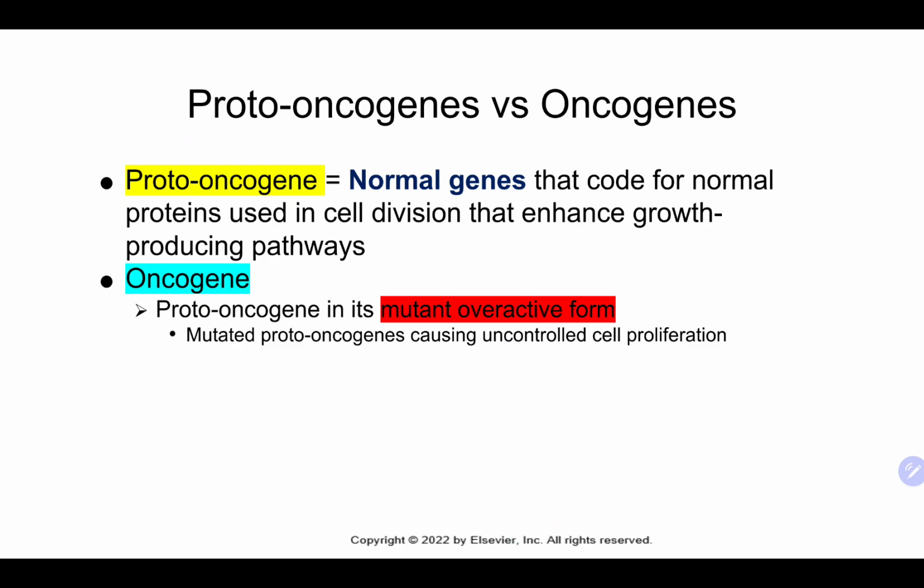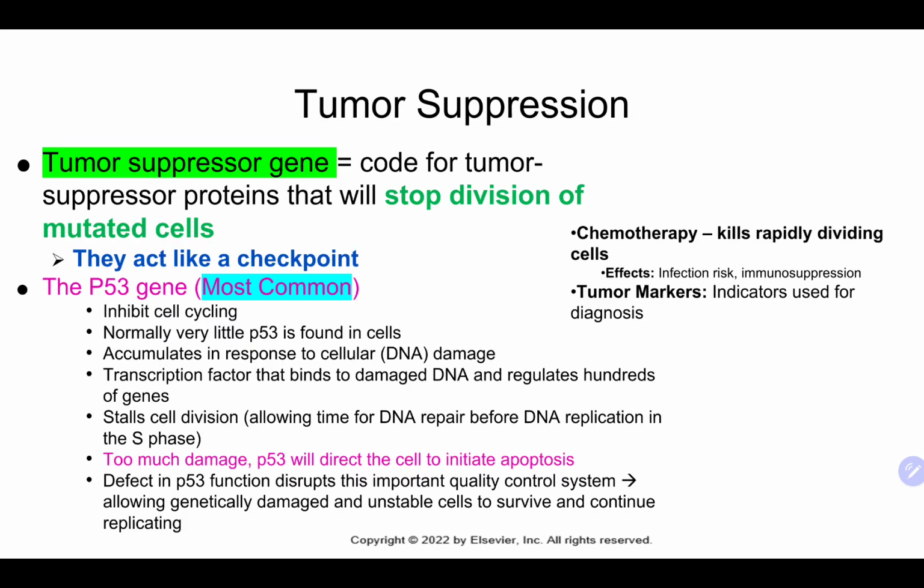Now, we also got to understand the difference between proto-oncogenes and oncogenes, right? Proto-oncogenes are simply normal genes that code for normal proteins, okay? Again, proto-oncogenes are normal genes. However, when we get to oncogenes, these oncogenes are essentially mutated proto-oncogenes causing uncontrolled cell proliferation, okay? When we look at tumor suppression, right, we have tumor suppressor genes, right? These tumor suppressor genes will code for tumor suppressor proteins that will stop division of mutated cells. So as a result, these tumor suppressor genes basically act like a checkpoint. They inhibit cell proliferation, keeping most mutations from developing into cancer.